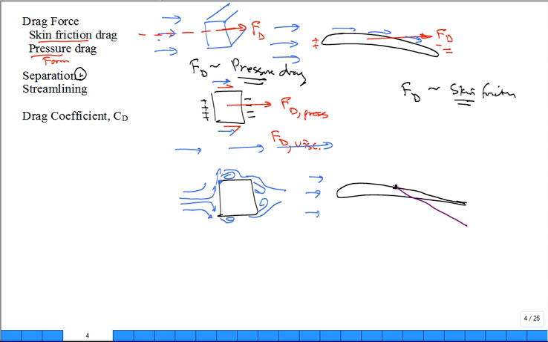I'm going to try and draw the same foil tilted. See how I changed the angle? If I tilt it, then you can get a significant region where it's separating. And so it separates in this region, creates a big wake region. Okay? So streamlining is to help the fluid flow stay in contact with the surface.